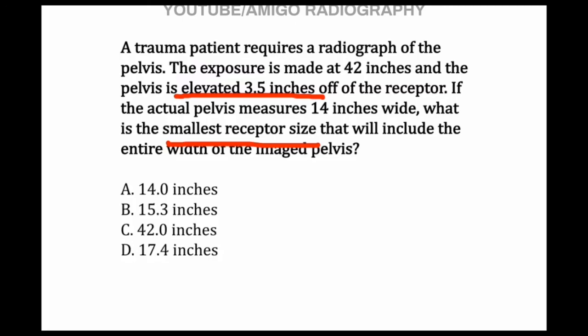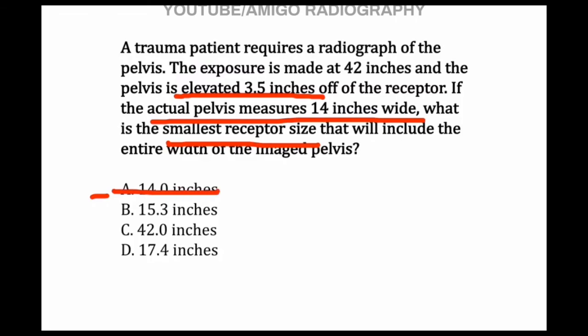pelvis will be magnified. It would be tempting for a student to pick A here, 14 inches, because we could think, well, the actual pelvis measures 14 inches wide, therefore the receptor has to be 14 inches wide. But we know that can't be true because all radiographic images have some degree of magnification. And so if the pelvis is 14 inches wide, in actuality, the image of the pelvis is going to be wider than 14 inches. And so we know that A can definitely not be correct.